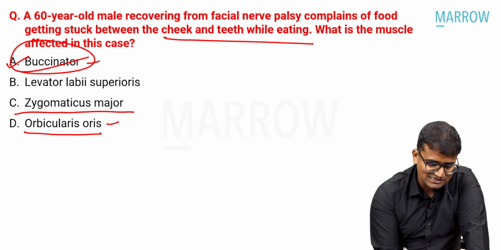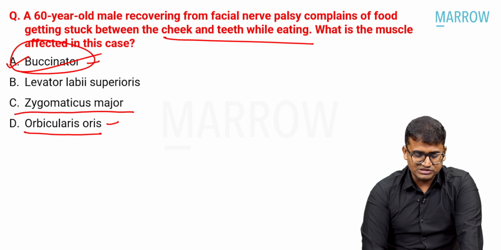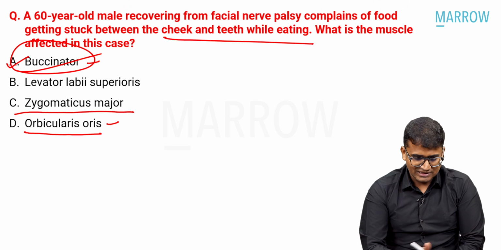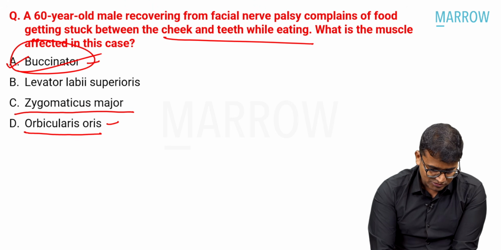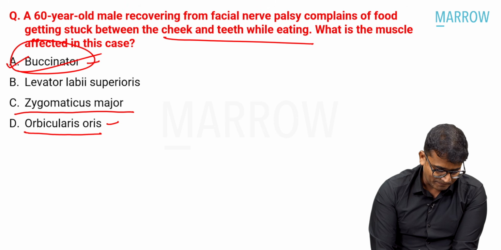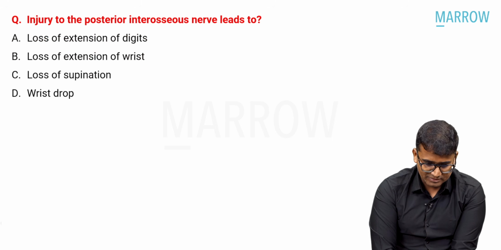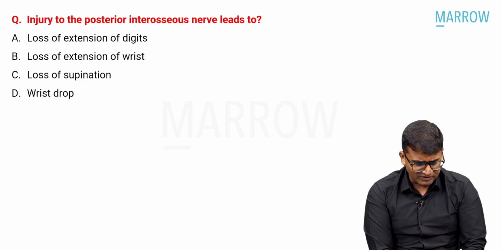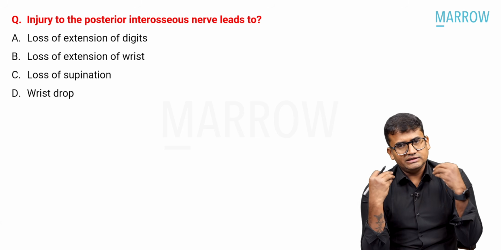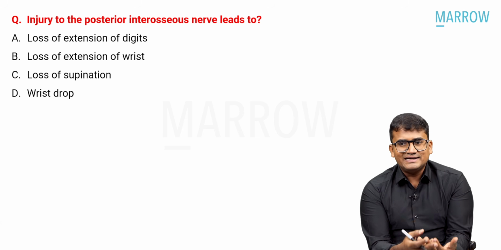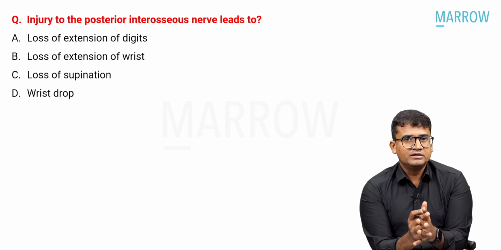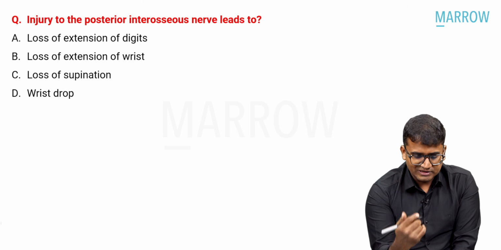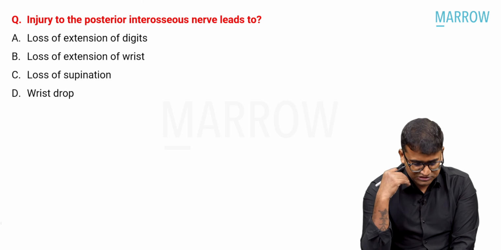So that is the answer for this question. The answer is the buccinator muscle. LBS, levator labii superioris, is not helping for this action. Okay, so the answer for this question is A. Next, from the upper limb. See, I told you, in the INI-CET exam and NEET exam, definitely you will get one question from nerve injuries. So upper limb and now lower limb nerve injuries, sure question.